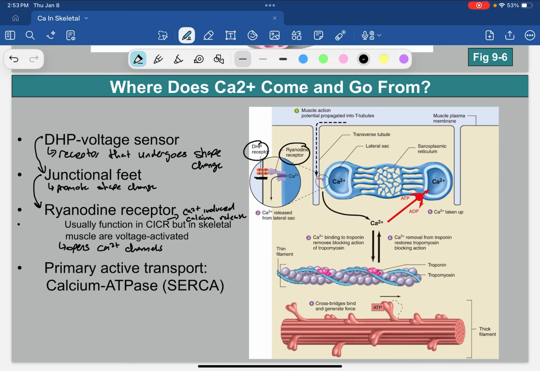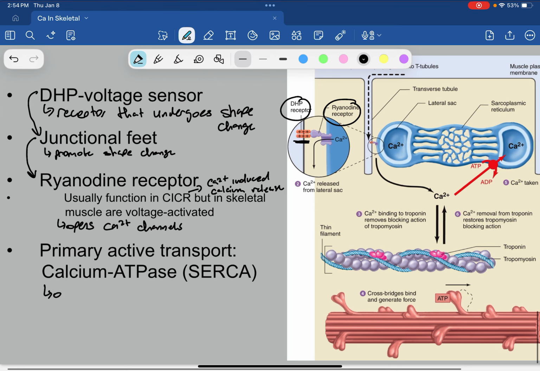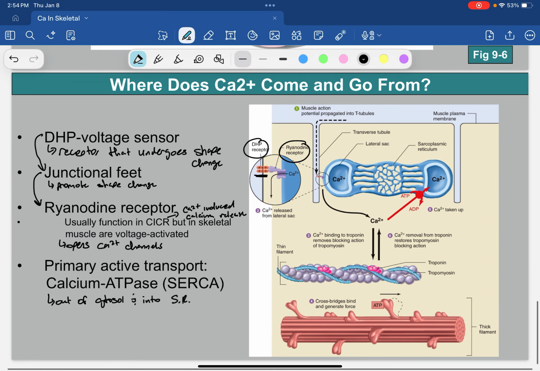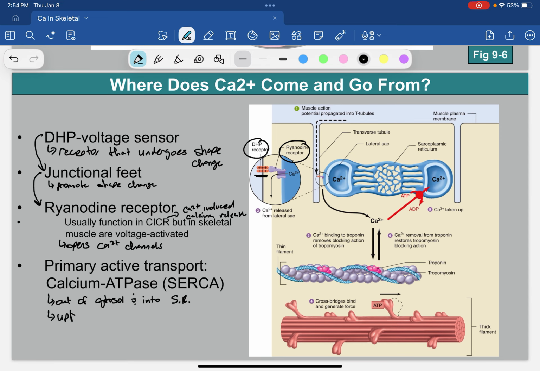So now, what is this primary active transport, or calcium ATPase? This is how our calcium goes out of the cytosol and into our sarcoplasmic reticulum. That's just how it goes from the cytosol into the sarcoplasmic reticulum. So this is that uptake when the contraction is over.